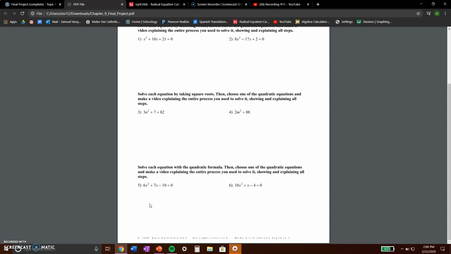So the two answers that we're going to get, which are our x-intercepts, are x is equal to 5 over 6, and x is equal to 2.